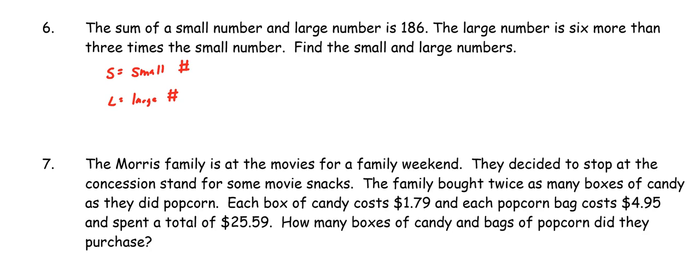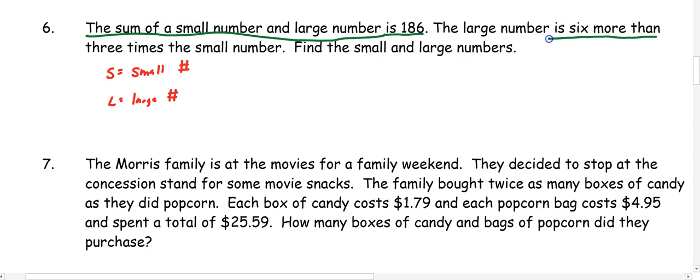So in this problem, we have 2 things they tell us. We have what the sum is for one sentence. And for another sentence, it tells us how those 2 variables relate. So in the first equation, it says the sum, which remember is addition, is 186. So we're going to add those variables together. S plus L is equal to 186.